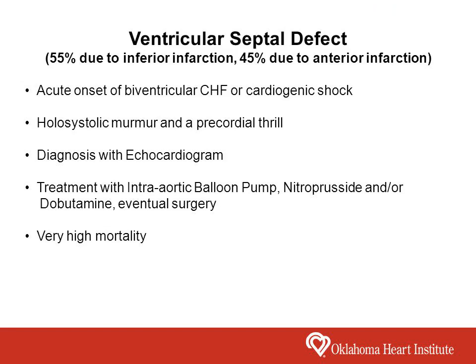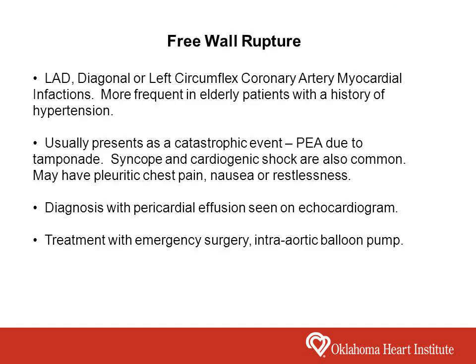Ventricular septal defect: 55% due to inferior infarction, 45% due to anterior infarction. Acute onset of ventricular CHF or cardiogenic shock. Holosystolic murmur and a precordial thrill. Diagnosis with echocardiogram. Treatment with intra-aortic balloon pump, nitroprusside and or dobutamine, eventual surgery. Very high mortality.